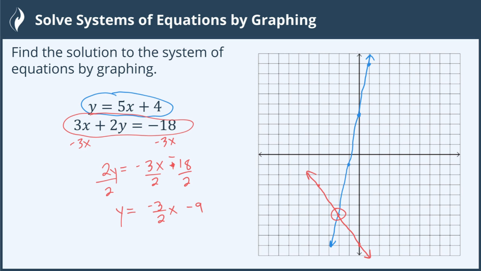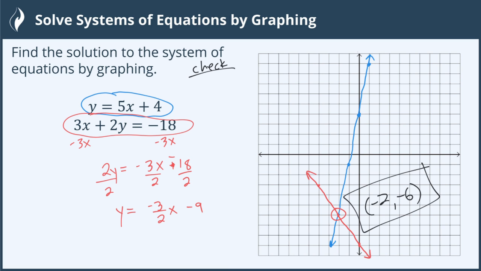So these two lines intersect here at negative 2. And then we go down 1, 2, 3, 4, 5, 6. So negative 2, negative 6. So this is the point that'll make both equations true. So let's go ahead and check this. So if I plug this back in, let's come up here and check both of these. So I plug in a negative 2 for x and a negative 6 for y.